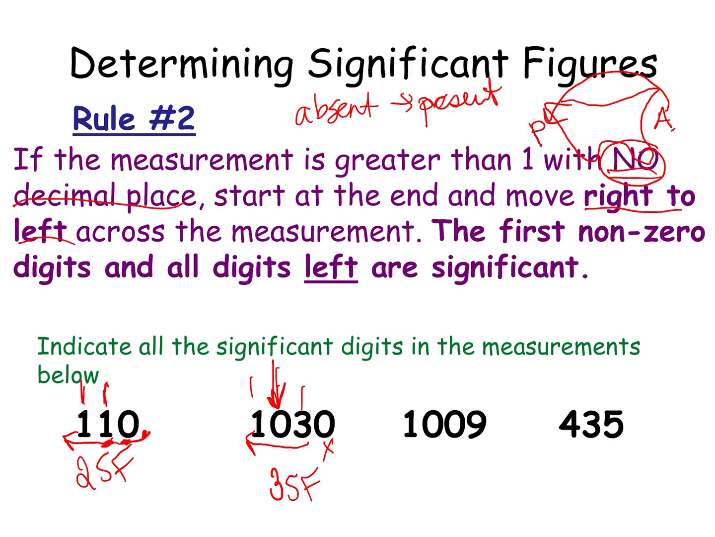Okay, the next one. Decimal place is absent, and it is above 1. So I'm going to start here with this 9. Well, my first digit is non-zero, which means I count it and everything else to the left. So that's 1, 2, 3, 4 sig figs. Last number, bigger than 1, no decimal place, which means I move from right to left. But these are all non-zero, so 3 sig figs. So if your decimal place is absent, you move from right to left.